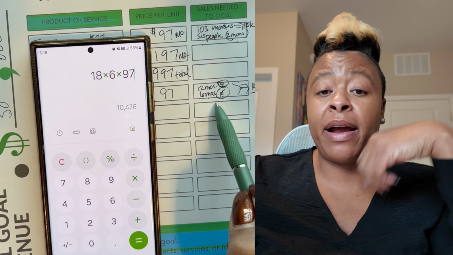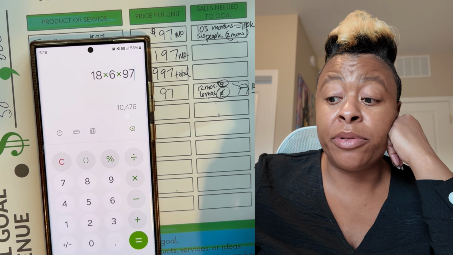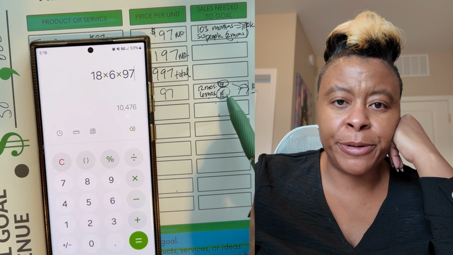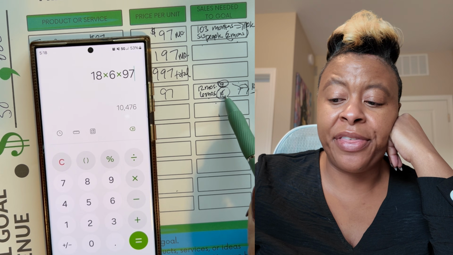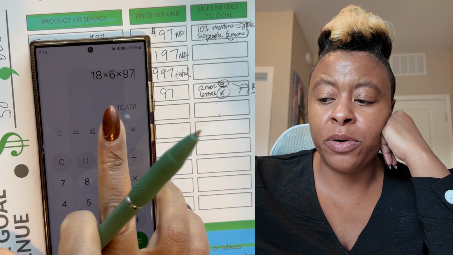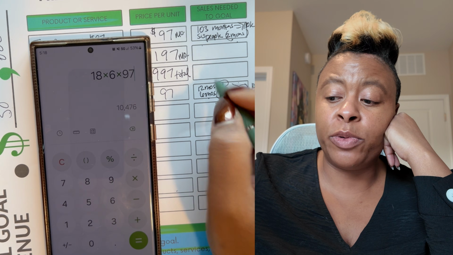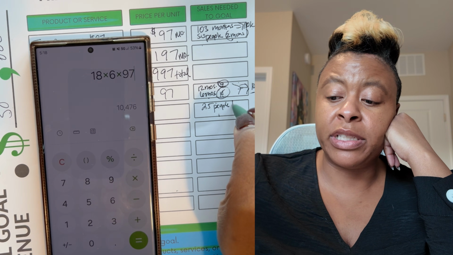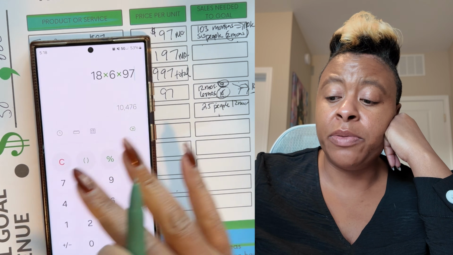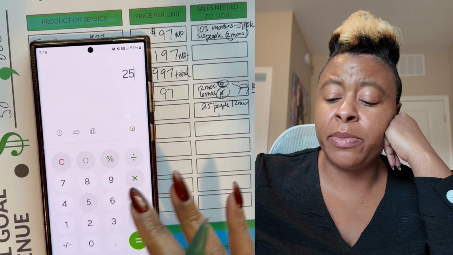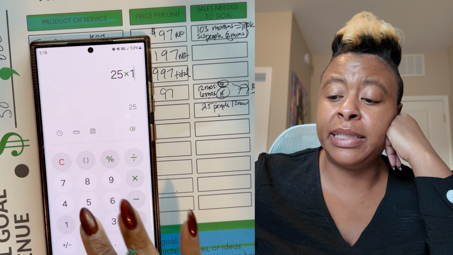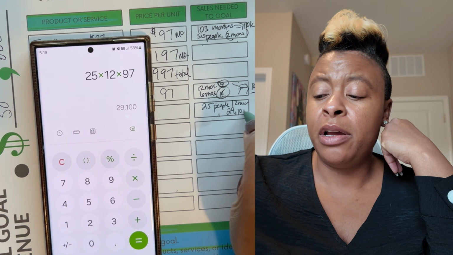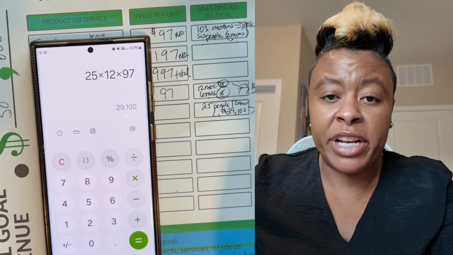Okay, and then from there, that gives me an idea. I'm like, okay, that doesn't sound like a lot of people, 9 people or 18 people. So what happens if I think I can get 18 people? Let's say I think I can get 25 people to stay in the program for 12 months. What does that look like? Then you would take 25 and multiply that by 12 times 97. Therefore, now I can get $29,100 from just tier 1 itself.